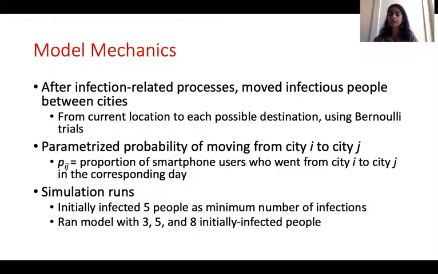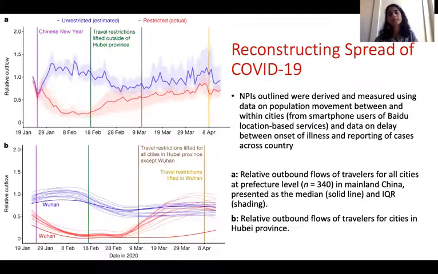And finally, with their model, they reconstructed the spread of COVID-19 using data on population movement between and within cities. So they looked at smartphone users of Baidu location-based services, which is, I think, a popular service used in China. And they also looked at the data on delay between the onset of illness and reporting of cases across the country.